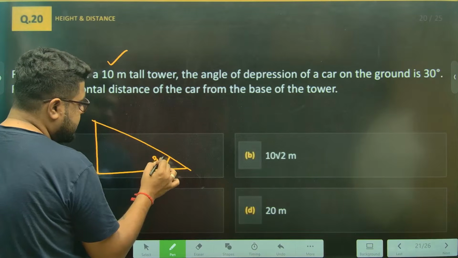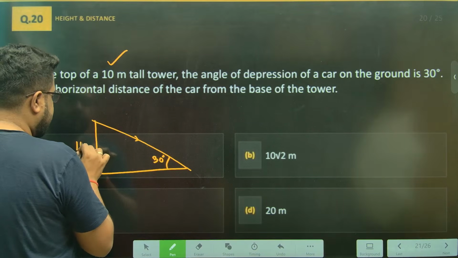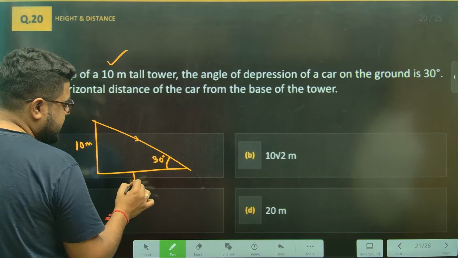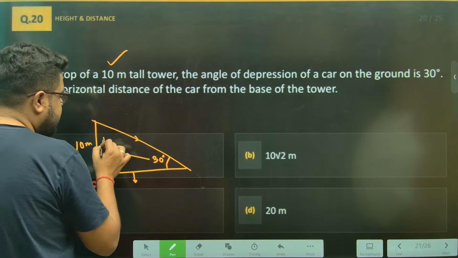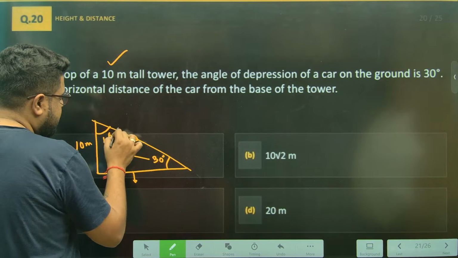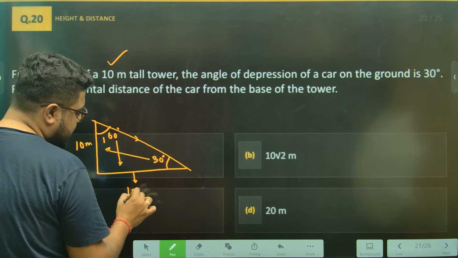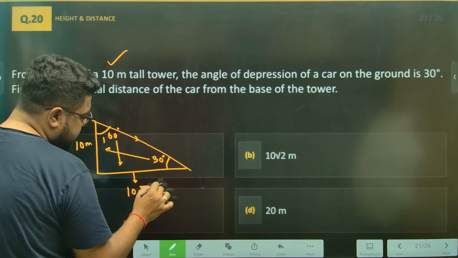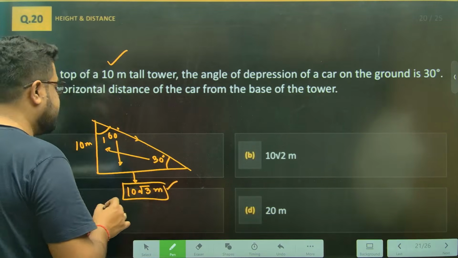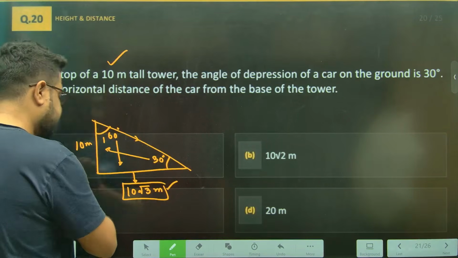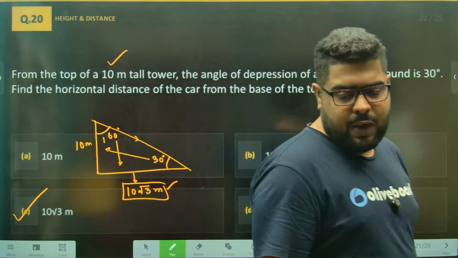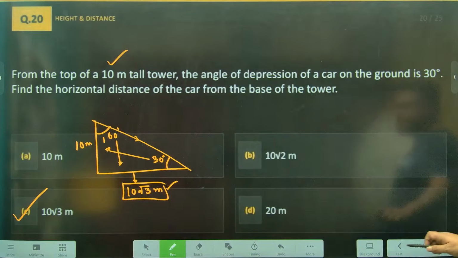30 degrees, sir. This is the car, 10 meter tall. Ground distance will be, sir, opposite is 1 unit and this is 60 degrees. Opposite will be root 3 units. So 1 unit is 10, so root 3 units is 10 root 3 meters, sir. Option number C, 100% is your correct answer.